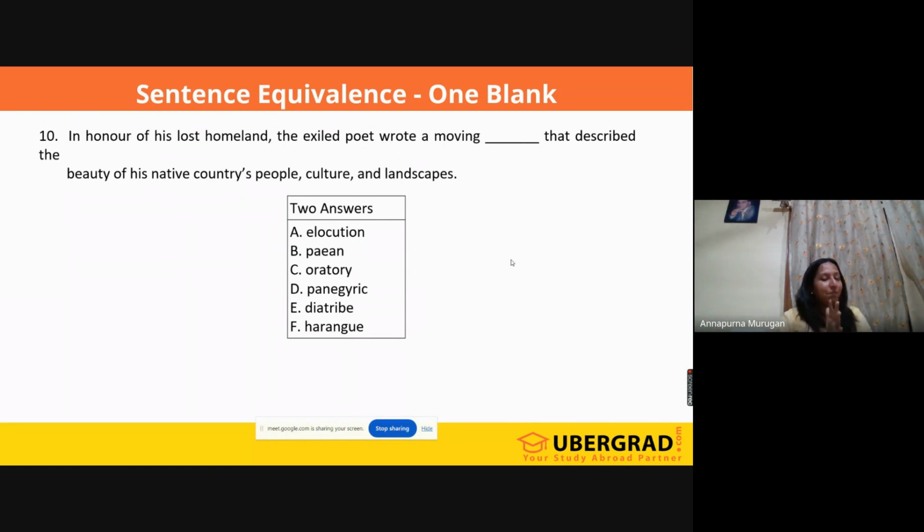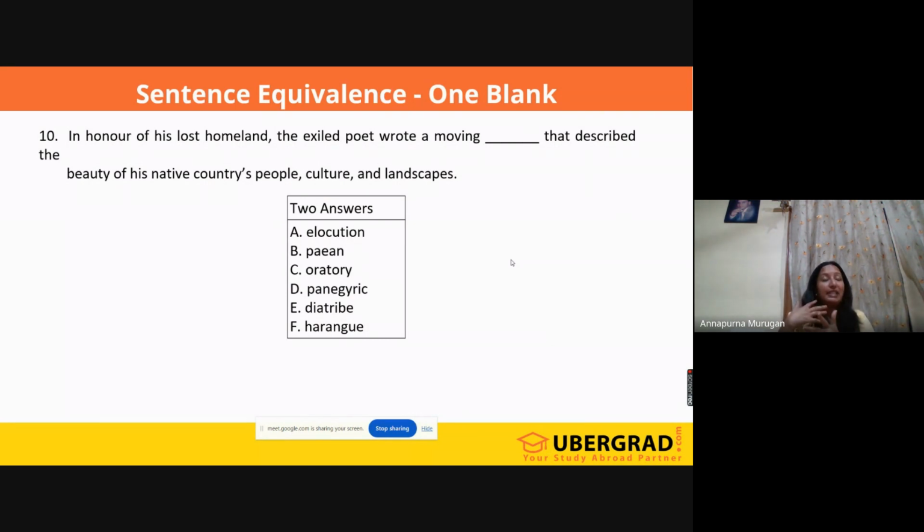See, even if you don't know the word, this one, oratory, you people know, by speaking out. Okay. So that is not a tribute. Oratory is just speaking out. So that is not writing. Therefore, oratory goes out.